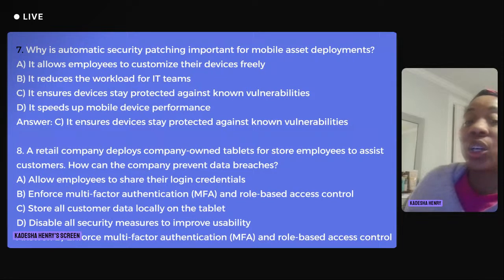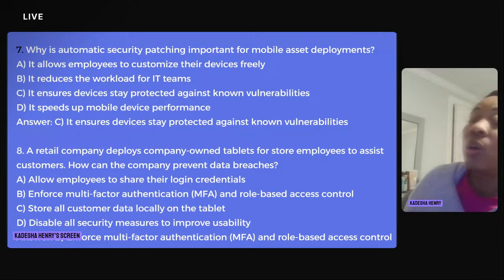A, it allows employees to customize their device freely. B, it reduces the workload for the IT team. C, it ensures devices stay protected against known vulnerabilities. D, it speeds up mobile device performance.